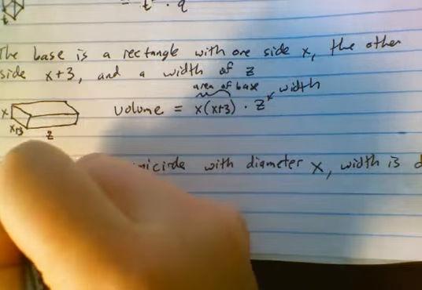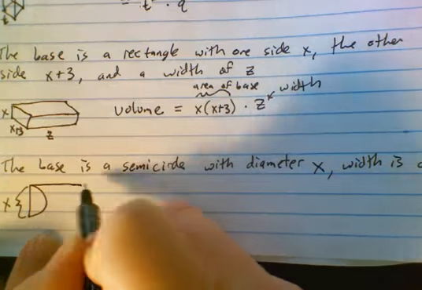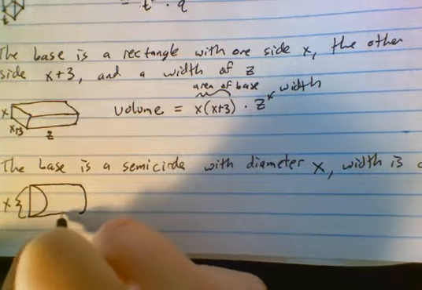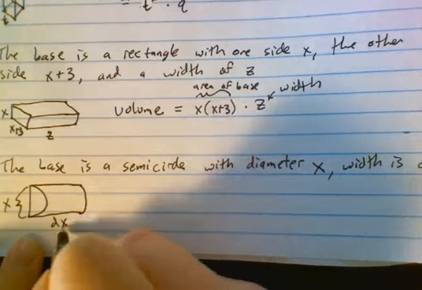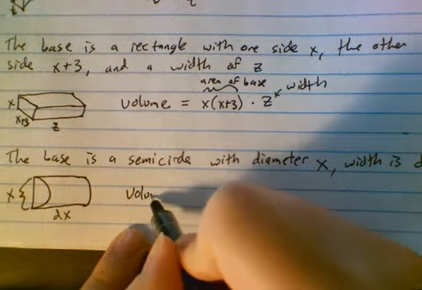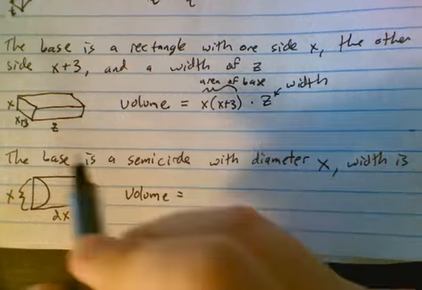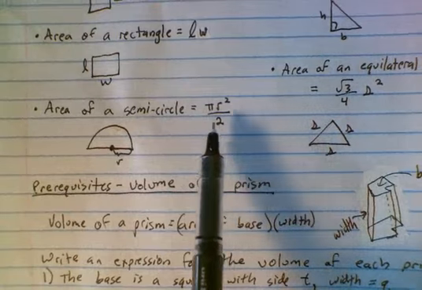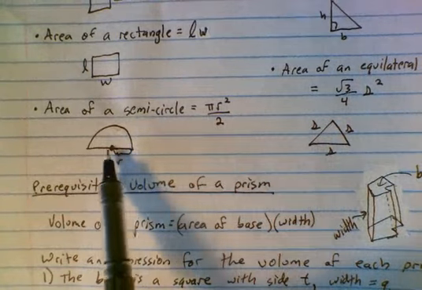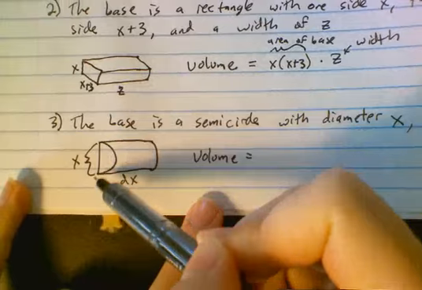So this diameter here is x, and then I'm going to draw a little prism. This width here is dx. And so if I'm going to find the volume, it's going to be the area of this base. However, we got to watch out because the area of a semicircle is pi r squared over 2, but the radius is this part right here, whereas here x is this entire diameter.